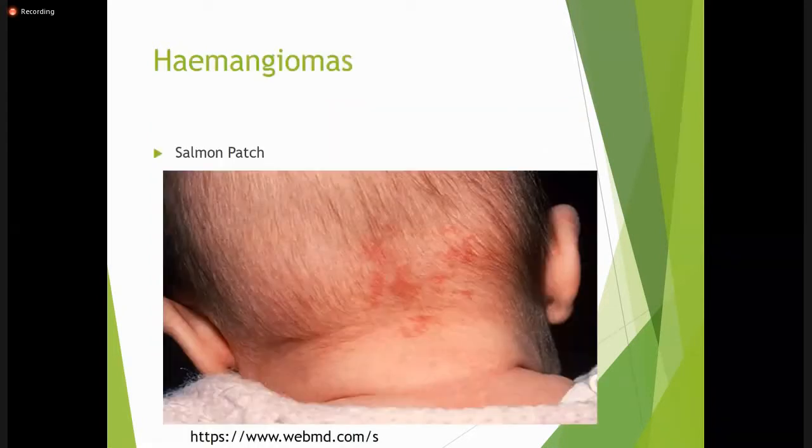No intervention is required. These are the hemangiomas, also termed salmon patch, capillary hemangiomas, and they are visible like this. Again, no intervention is required, unless it is on the face, where cosmetic surgery may be required, but usually you don't go for any intervention.